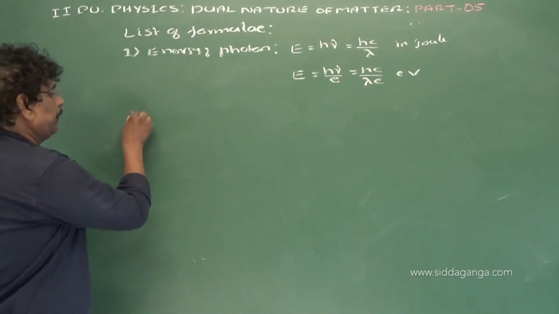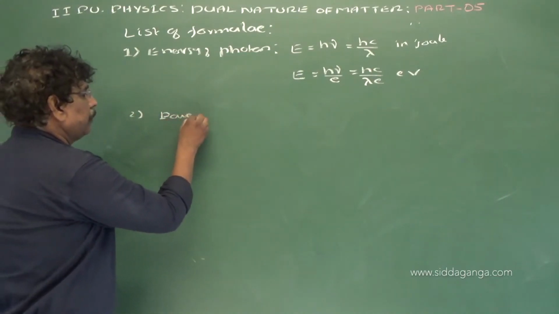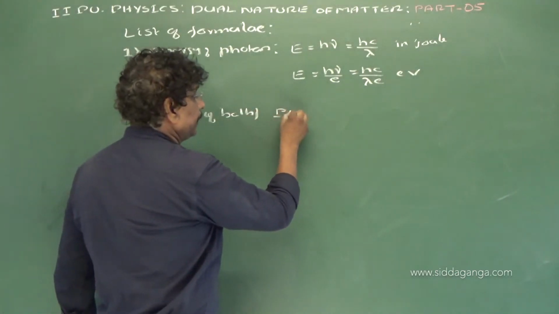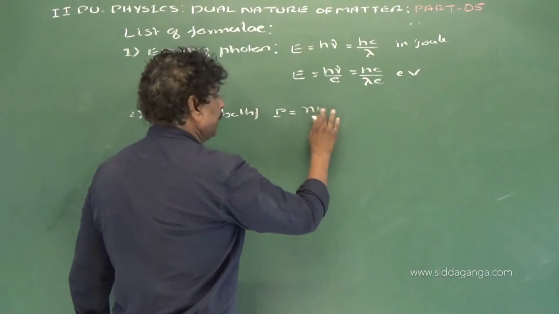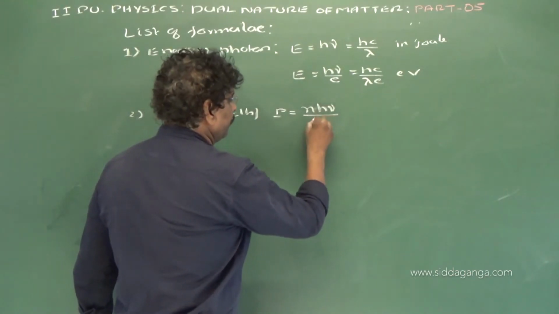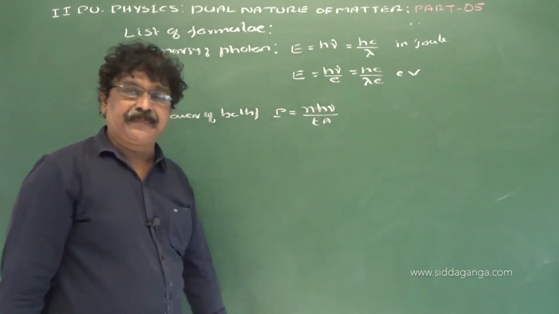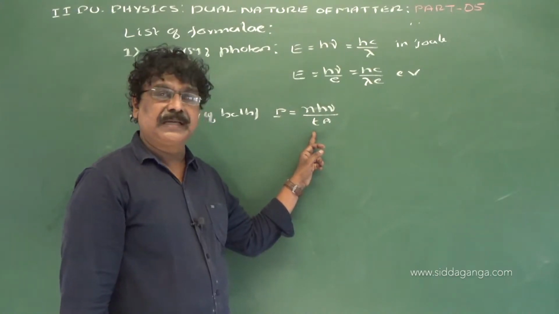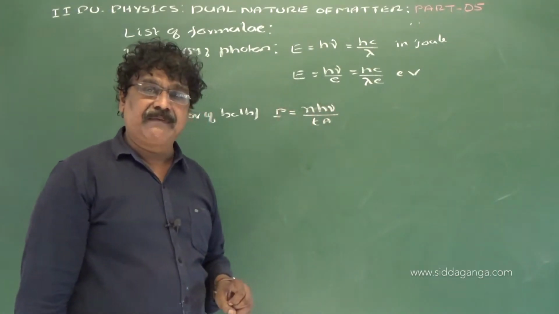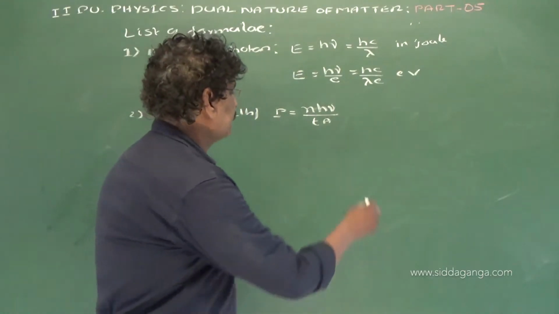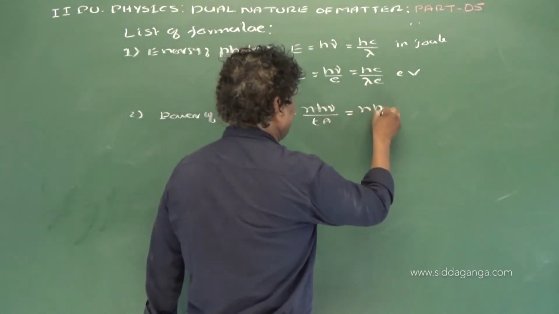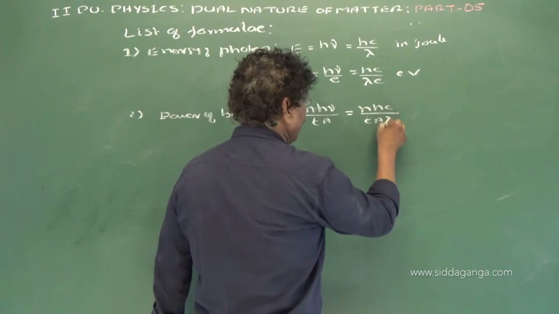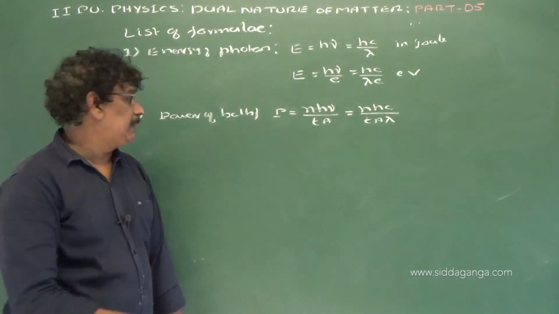Second one, we have the power of a bulb. P is equal to N h nu by T A, where N by T represents the number of photons emitted per second, h is Planck's constant, nu is the frequency of radiation, and A is the area of cross section. Or that is equal to N hc by T A lambda in terms of wavelength.